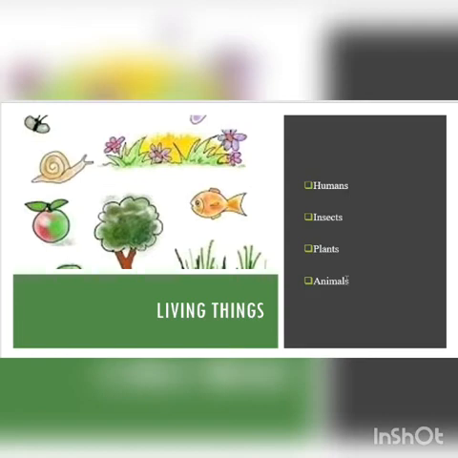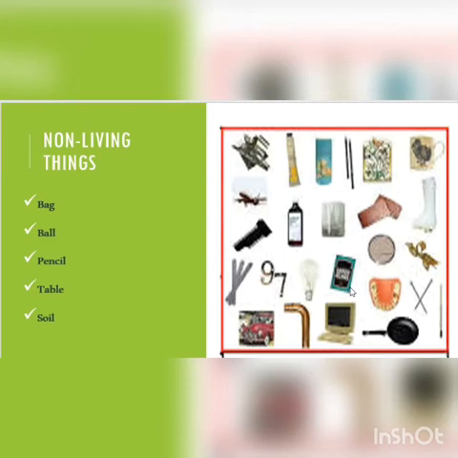In our environment, we are surrounded with living things and non-living things. Living things mainly depend on non-living things for their survival. Non-living things are immortal. They cannot move, they cannot walk, and they do not need food for their work. Examples of non-living things are bag, ball, pencil, table, and soil.